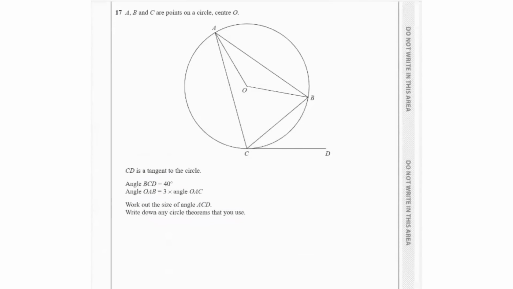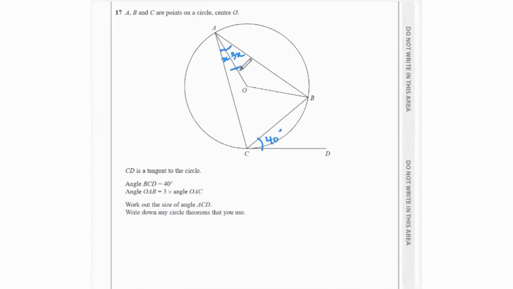Question 17 says A, B, and C are points on a circle center O. CD is a tangent to the circle. Angle BCD is 40 degrees. So BCD, this is 40 degrees. Angle OAB is 3 times angle OAC. So whatever this is x, this is 3x.